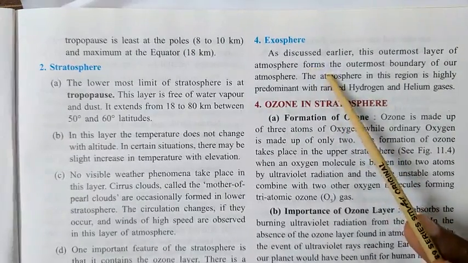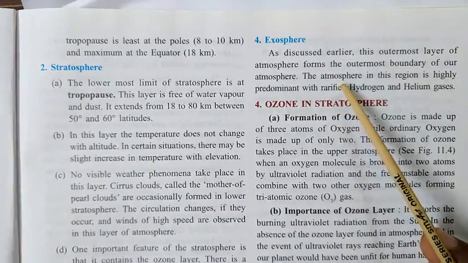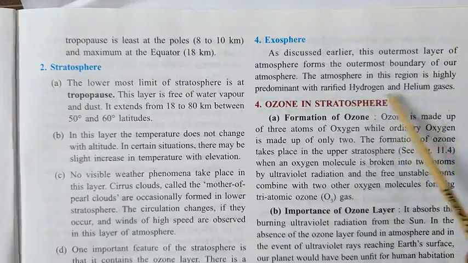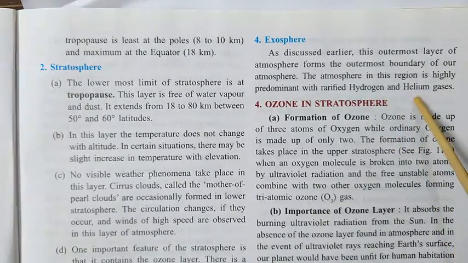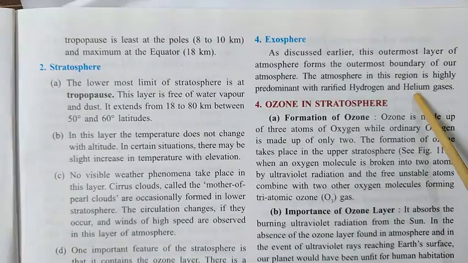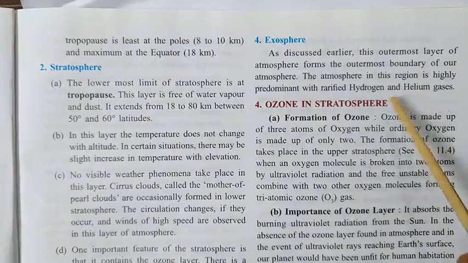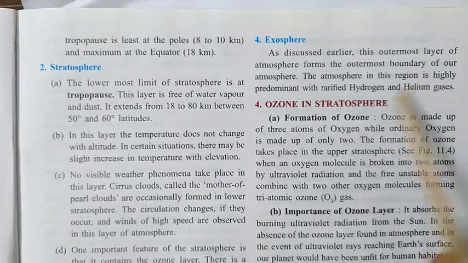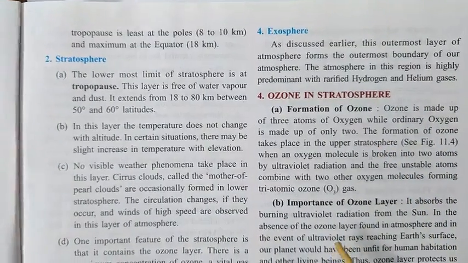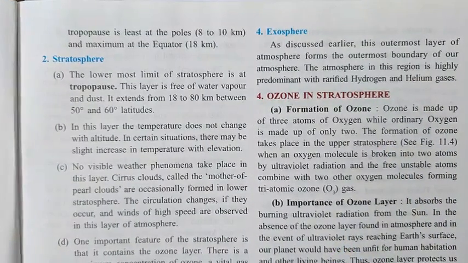Now this layer contains very light gases like hydrogen and helium. These hydrogen and helium gases are very, very light. Because of this light weight, they have escaped from the lower layers, and they are found in this exosphere. So these are the different layers of the atmosphere we have seen.